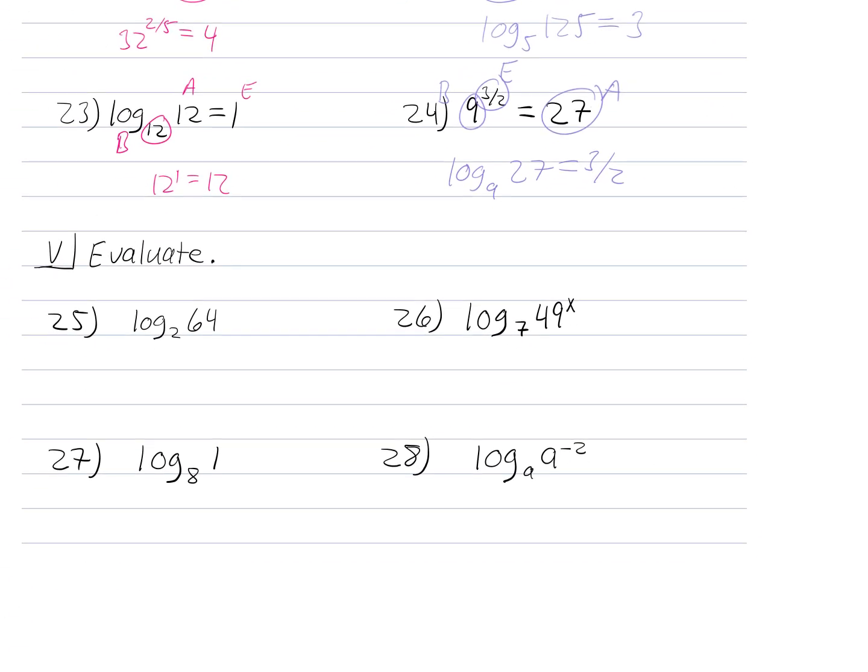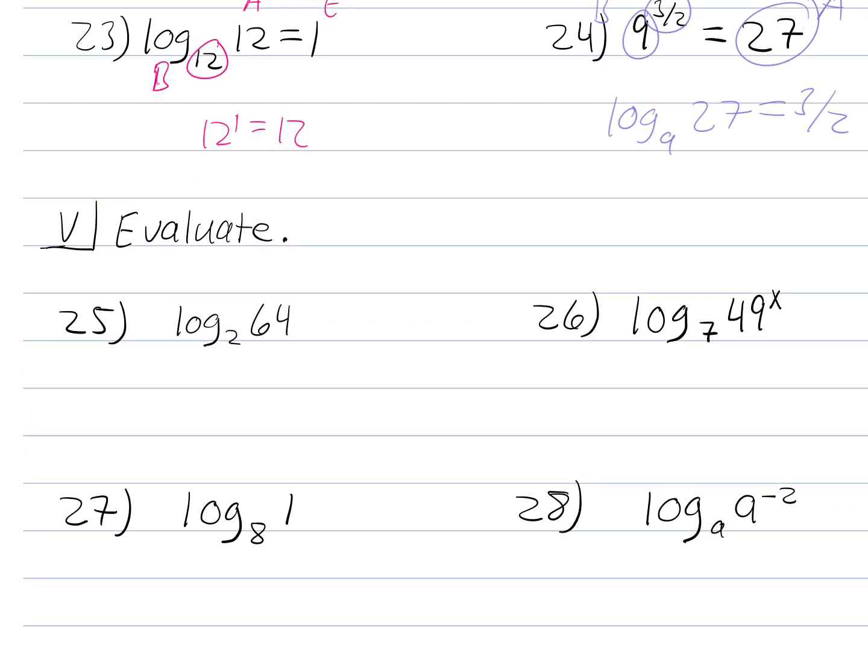These evaluate problems, there's a couple ways that you could tackle them. A lot of you like to set it equal to something, like a variable, and then solve it that way, convert it to exponential. So if I set it equal to x, I get 2 to the power of x equals 64. 64 I can rewrite as 2 to the 6th power, and then my 2's cancel, and so the answer for this one is 6.